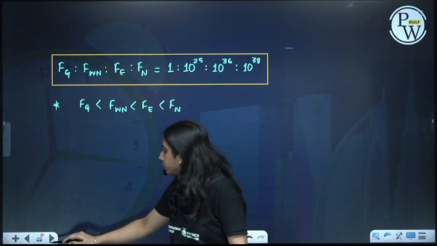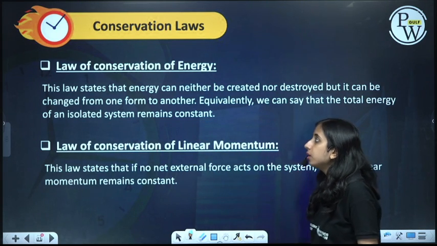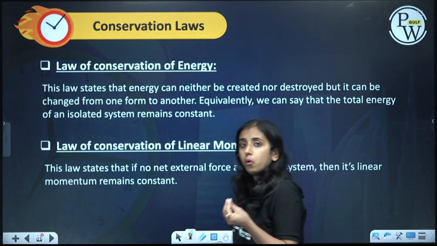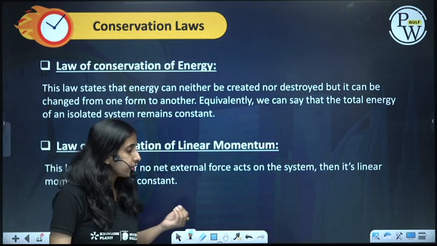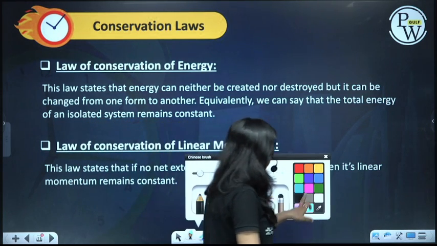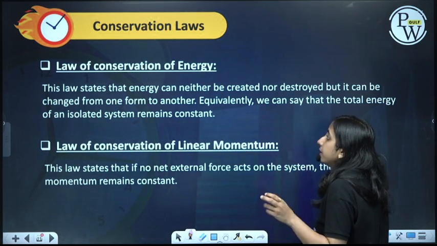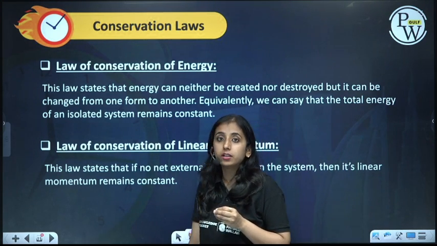Now let's move to conservation laws. There are 4 laws of conservation. Let us study them one by one. What does the first conservation law say? The first law is conservation of energy.